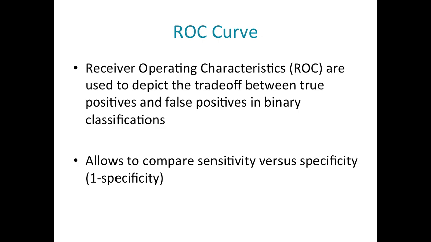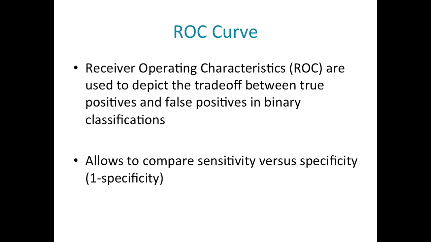Why? Because they allow us to explore false positives versus true positives for different types of thresholds. So how well would the model perform in terms of false positives and true positives, given that we are considering different thresholds for the same model? And based on the ROC curve, then we'll be able to decide what threshold is the most appropriate for the setting that we have.